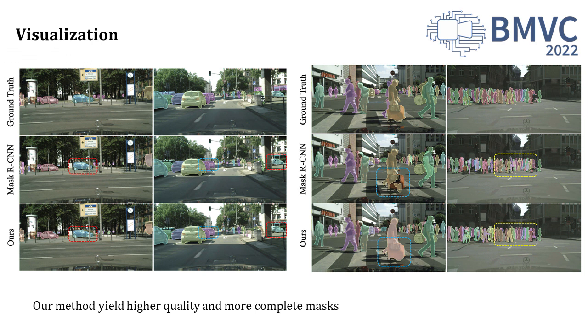We present some qualitative results on the Cityscapes validation set. Compared to the Mask R-CNN baseline, our method yielded higher quality and more complete masks. Our method also produced better results for the extremely crowded cases.